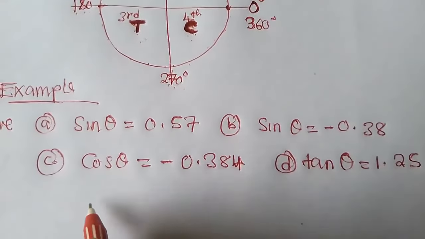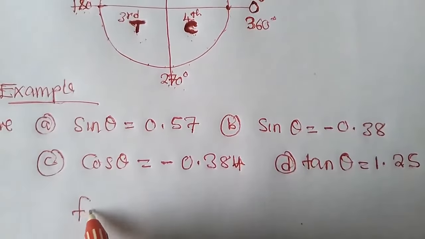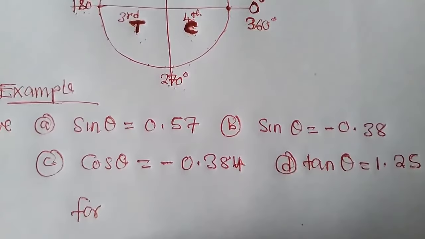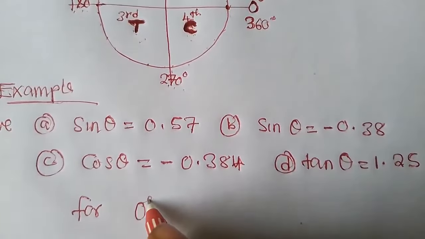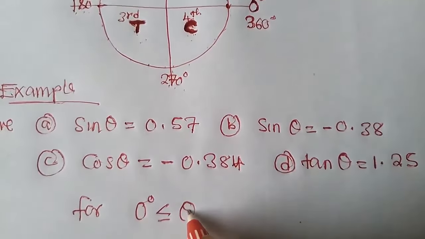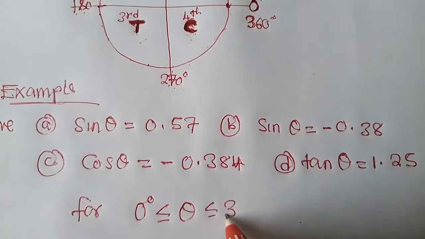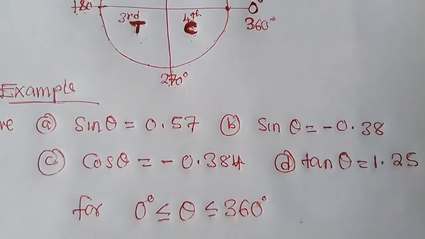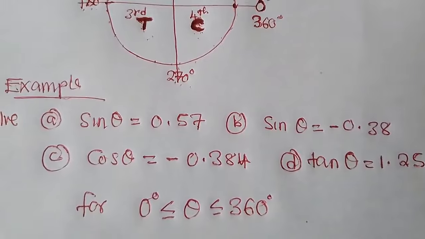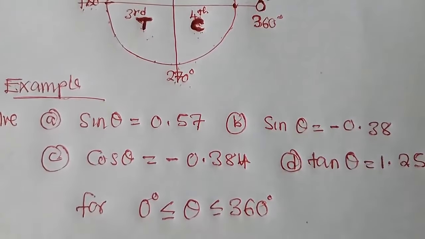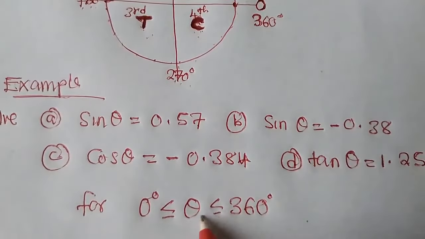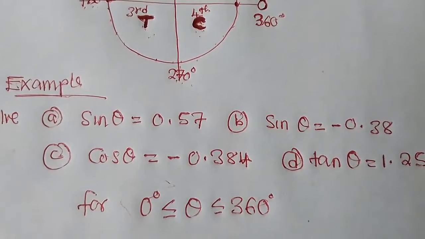So this is summarizing everything. This is what you need to understand, for 0 degrees less than or equal to theta less than or equal to 360. Have you seen? This is a complete turn. Meaning that in an exam, you will always be given this. This is the boundary. They're telling you where things are ending. This is what you need to know.